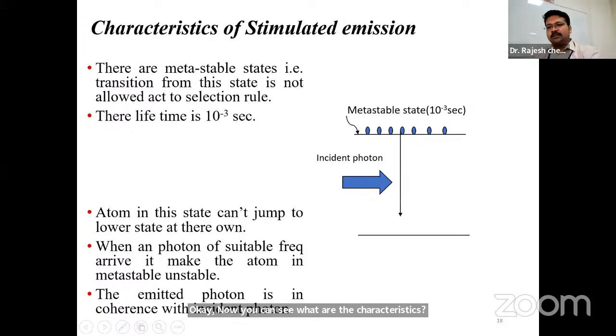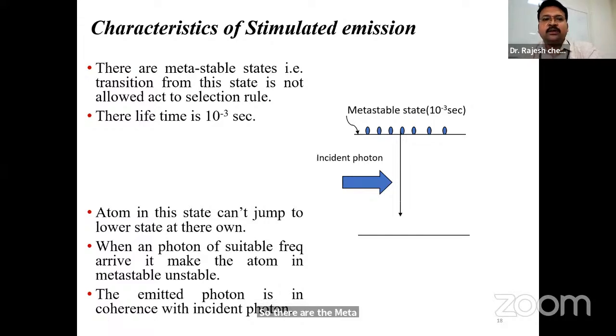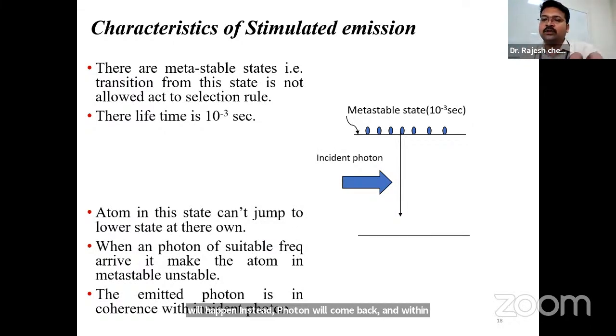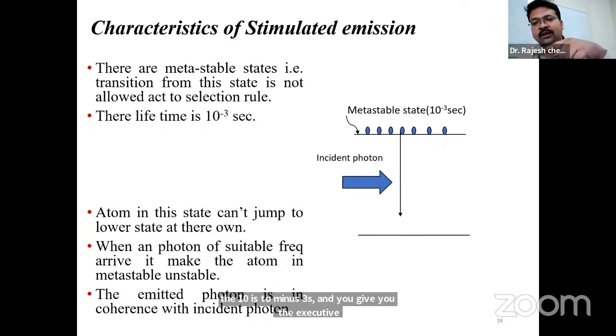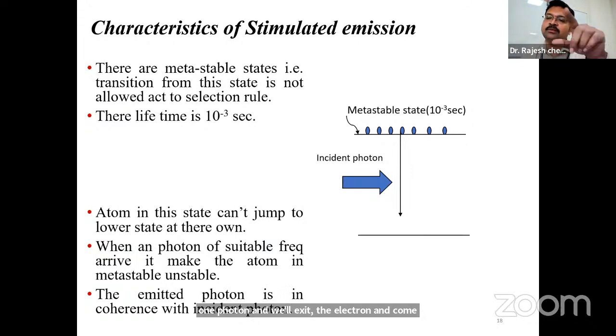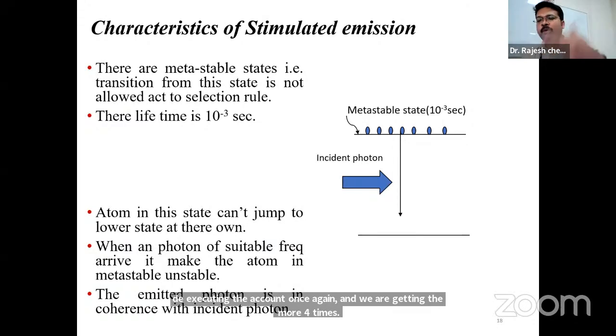So there is the metastable state I already discussed with you. It will stay up to 10⁻³ seconds. And what will happen to the atom? An incident photon will come, and within the 10⁻³ seconds it will excite the electron, and once again it will start the process. So we are using only one photon to excite the electron and come back, and once again, using the metastable state, we are de-exciting the electron and getting more photons, a greater number of photons.